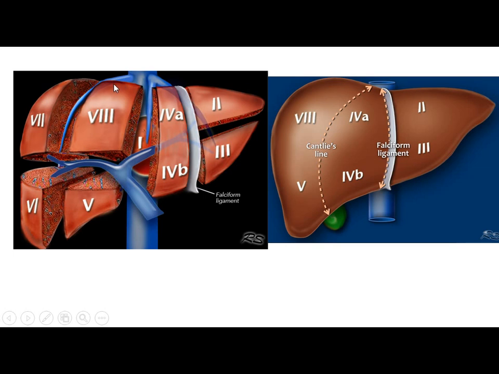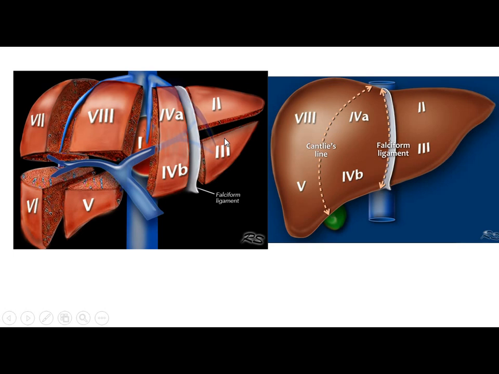As we see here, the right lobe is divided into the upper and lower segments. The middle hepatic vein divides it into the left lobe and right lobe. The falciform ligament divides the left lobe into the medial segment, segments 2 and 3, and lateral segment 4. The upper part is segment 4A and the lower part segment 4B. Upper and lower is according to the portal vein. We divided the liver into the upper segments and lower segments.